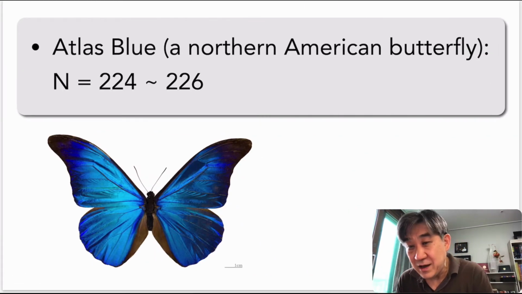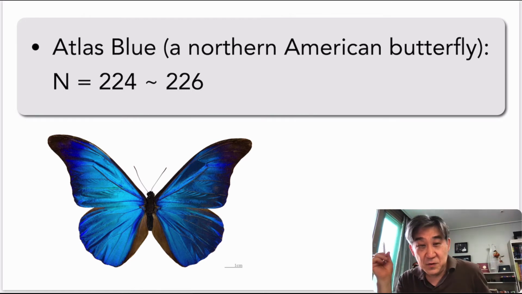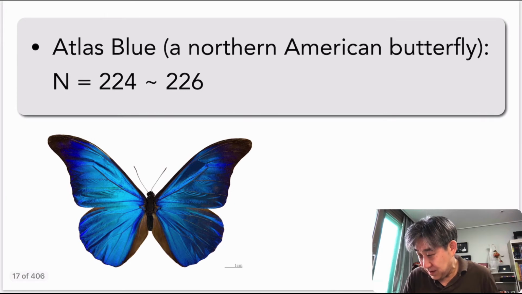Another butterfly. I don't know why I love to mention butterflies. Maybe it's a symbol of freedom. The name for this particular butterfly is an Atlas blue, which is a resident of northern North America. Its N number is outrageous.